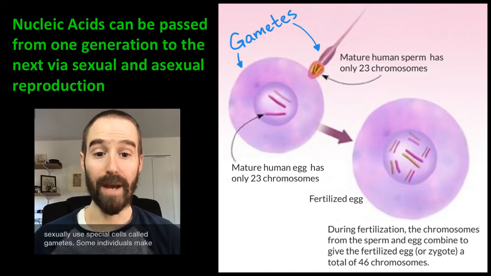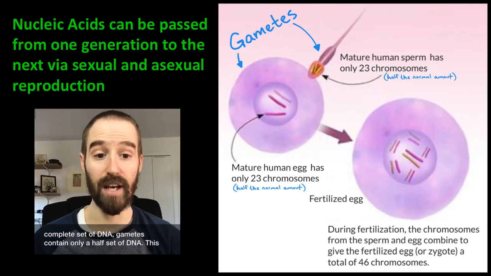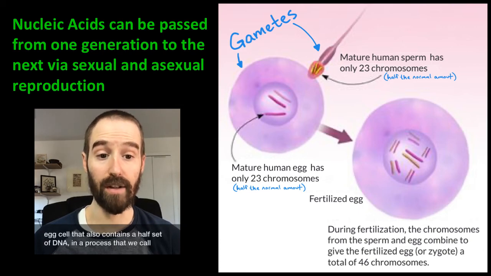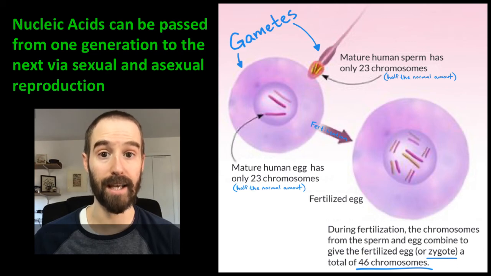Some individuals make gametes called sperm, and other individuals make gametes that are called eggs. Unlike all of our other cells, which contain a full and complete set of DNA, gametes contain only a half set of DNA. This way, when a sperm cell that contains a half set of DNA combines with an egg cell that also contains a half set of DNA in a process that we call fertilization, the resulting cell, called a zygote, will contain a full and complete set of DNA.